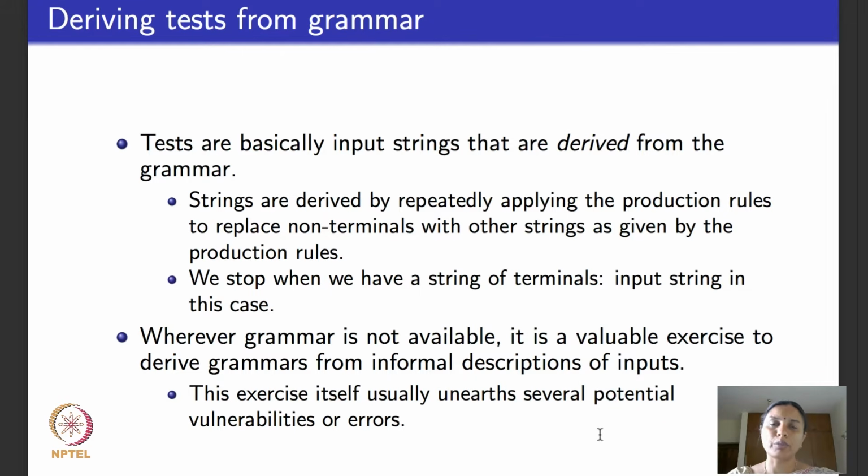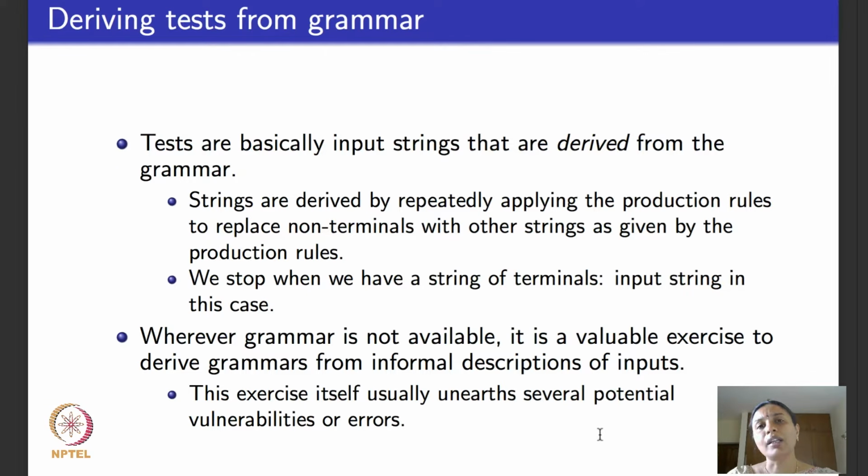Is that clear? So how do I derive tests from these grammars? Tests are basically input strings that are derived from the grammar. How do I derive? You follow the normal notion of derivation that we saw for grammars when we began mutation testing last week. So what does the normal notion of derivation go like? You begin with the start symbol, the designated start symbol, and you use the production rules.